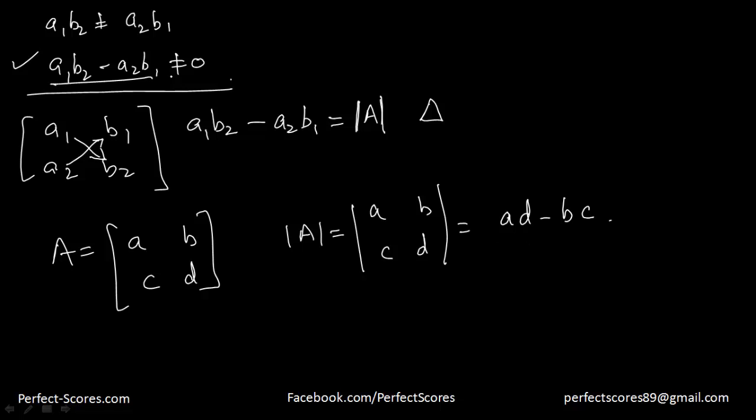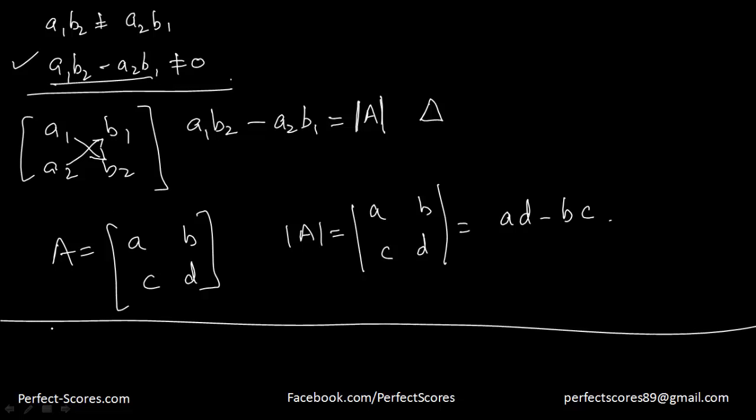And if this is equal to 0, then we're not going to have a unique solution, which means if the value of the determinant is equal to 0, then we're not going to have a unique solution. If this is not equal to 0, that is the only way we can get a unique solution to our system of equations. Right? So I suppose you're understanding this point over here.